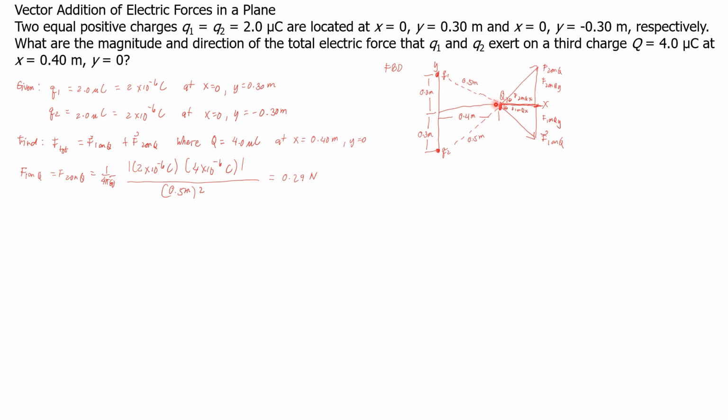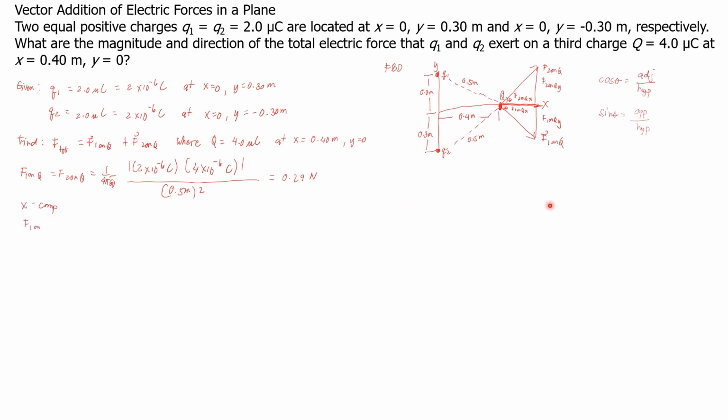So this is equivalent to the force of charge 2 on Q. The magnitude of charge 2 is also 2 microcoulomb, and Q is 4 times 10 to the negative 6 coulomb. The distance between charge 2 and Q is also 0.5 meters. That's why our force of 1 on Q and F2 on Q are just equal. So the magnitude is 0.29 Newton.